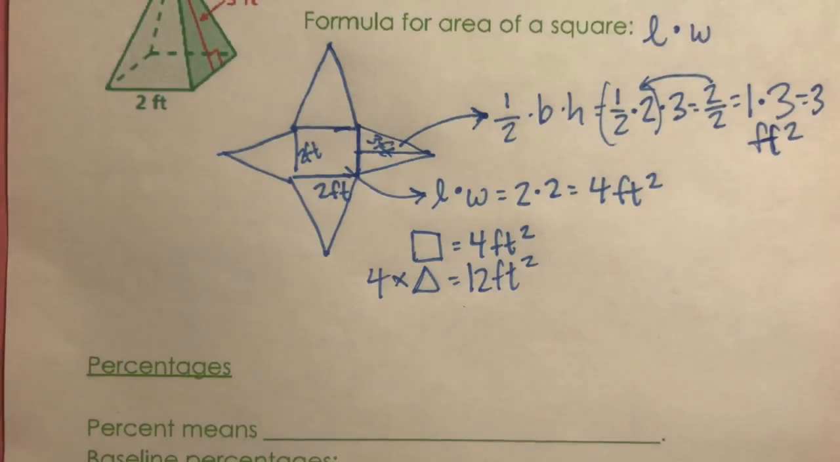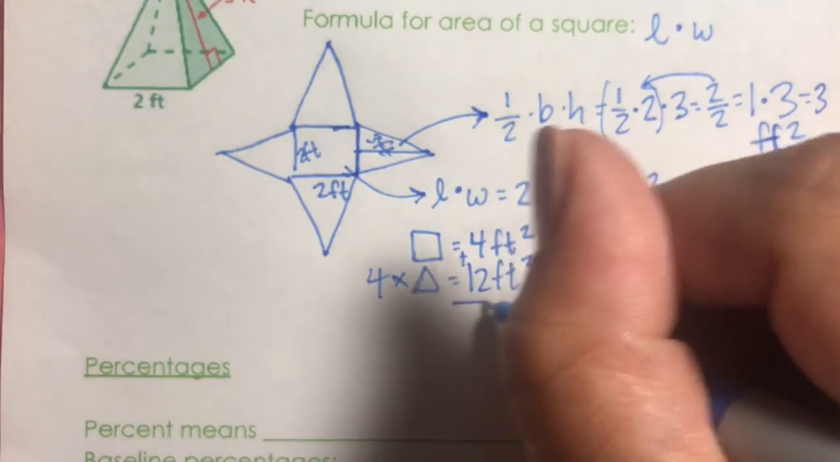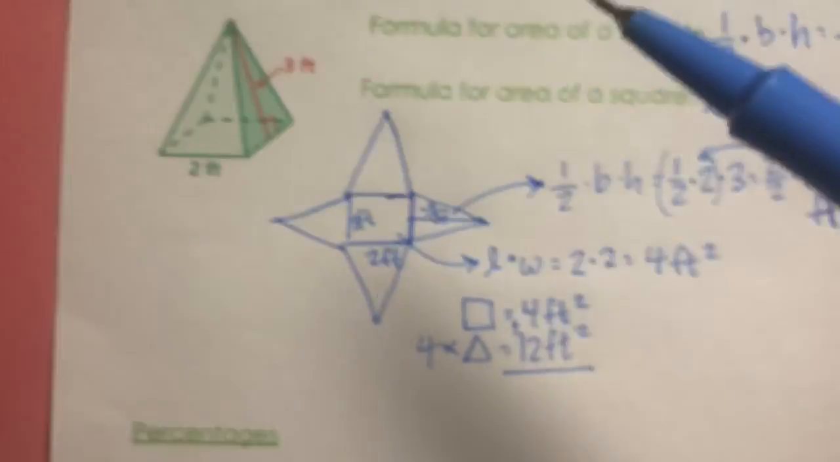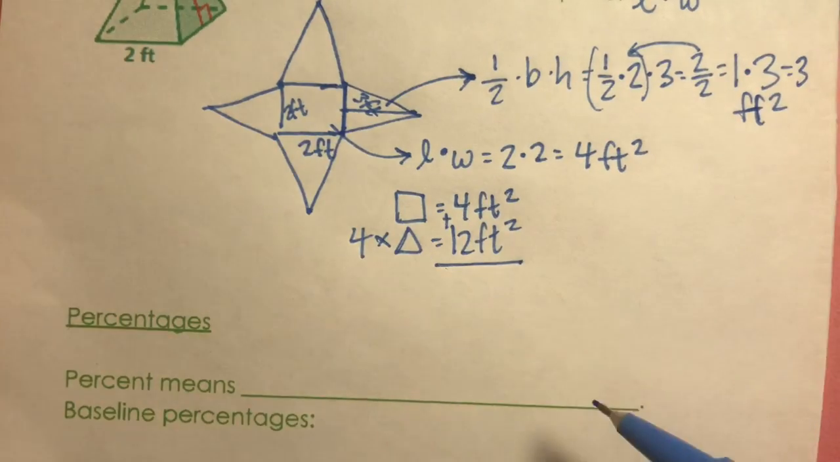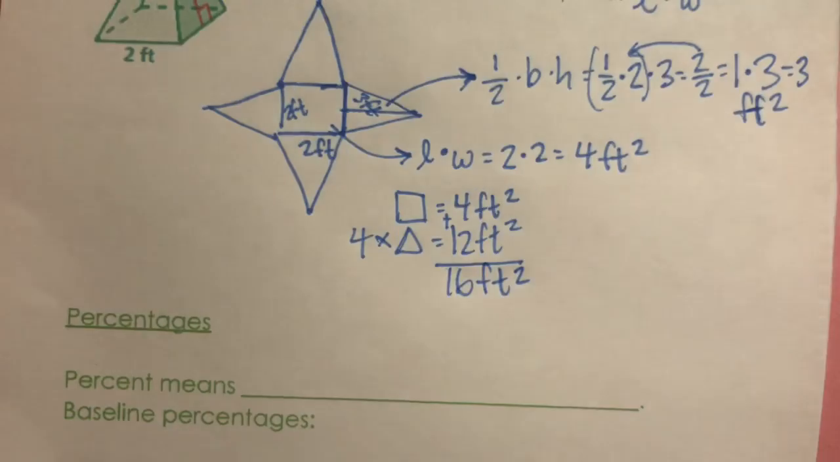Then all we gotta do is add it, because we're just adding up all these surface areas to find the surface area of this square pyramid. So 4 plus 12 is 16 feet squared. And that is our surface area.